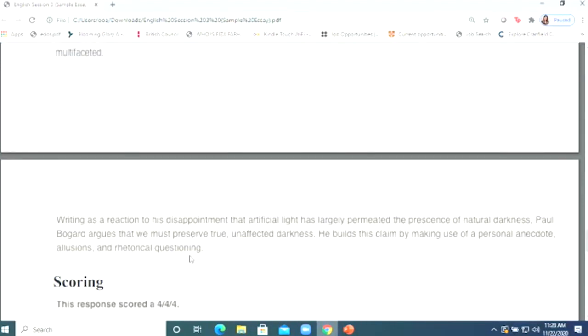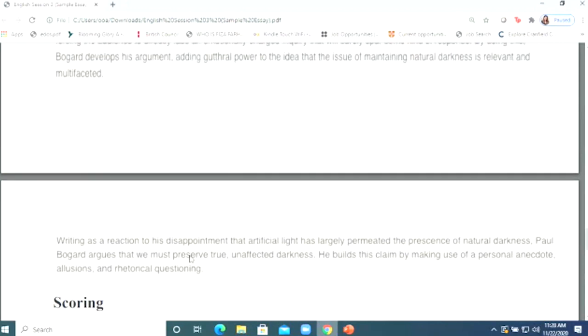Once again, he has stated the central claim of the passage. He has stated that natural darkness should be preserved and how artificial light has taken place of natural darkness in a huge part of our lives. Paul Bogarde argues that we must preserve true unaffected darkness, and then he once again mentions the persuasive element. So this was the concluding paragraph.